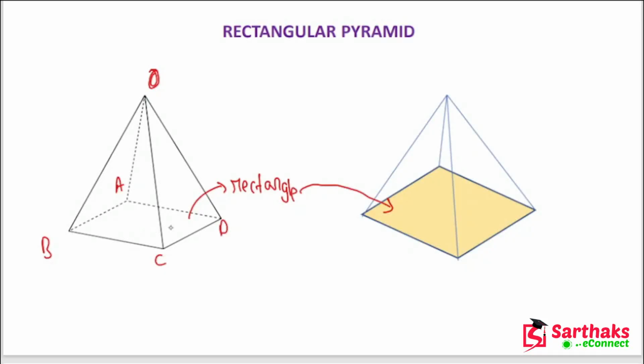Similarly, O, A, B, C, and D, there are 5 vertices. And if you talk about faces, then ABCD would be the base, the first face. And similarly, there are 4 faces laterally, which are all triangles. For example, OBC, OCD, OAD, and OAB. Right? So this was the rectangular pyramid.